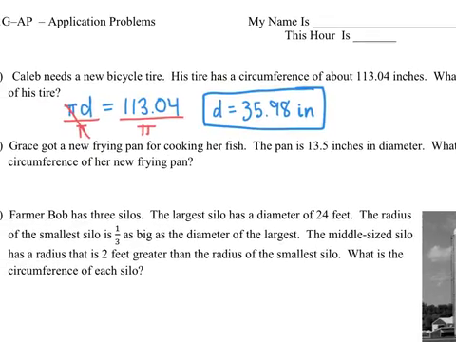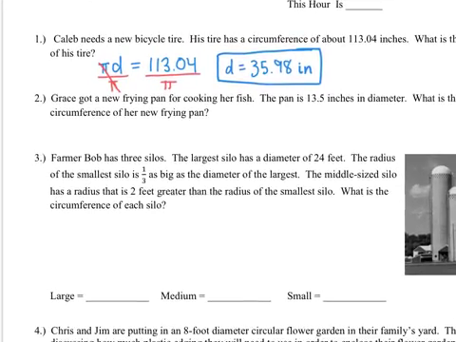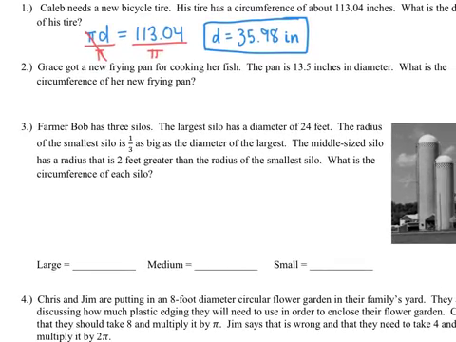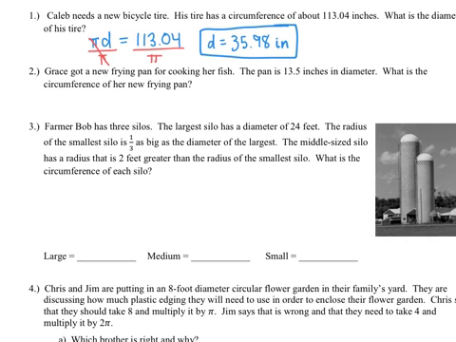Alright, now let's look at number 2 as well. This one's just like 1, but we're working the opposite way. Grace got a new frying pan for cooking her fish. The pan is 13.5 inches in diameter. What is the circumference of her new frying pan? So they give us the diameter, and now they want us to find the circumference.